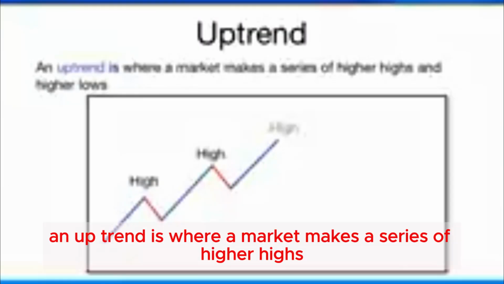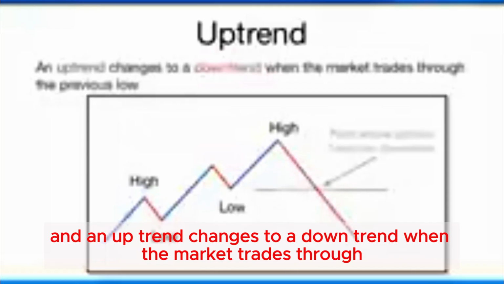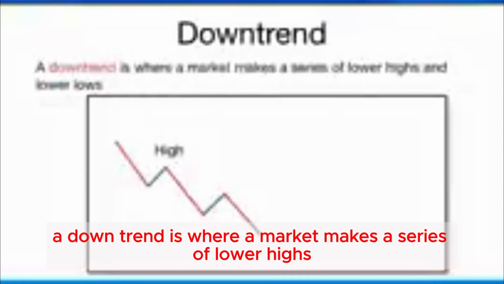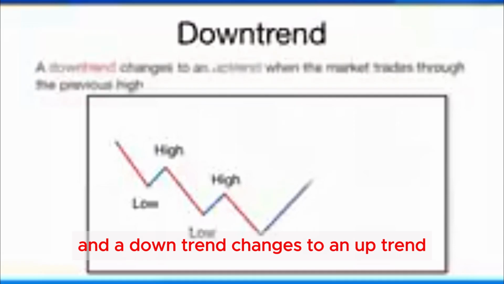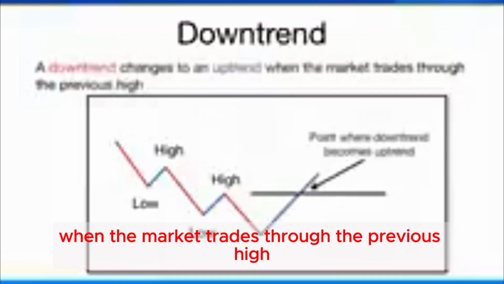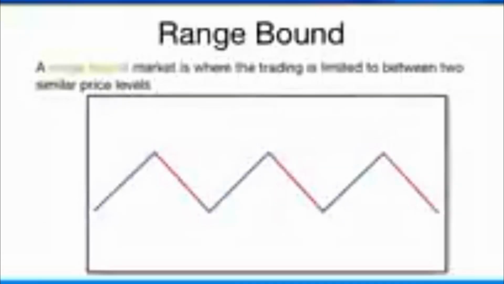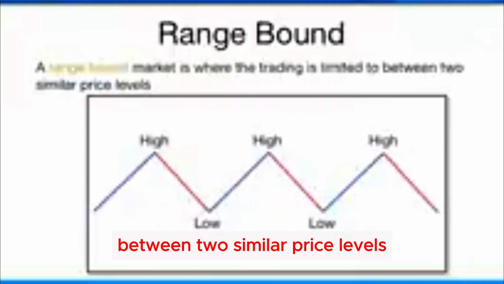An uptrend is where a market makes a series of higher highs and higher lows. And an uptrend changes to a downtrend when the market trades through the previous low. A downtrend is where a market makes a series of lower highs and lower lows. And a downtrend changes to an uptrend when the market trades through the previous high. A range-bound market is where trading is limited to between two similar price levels.